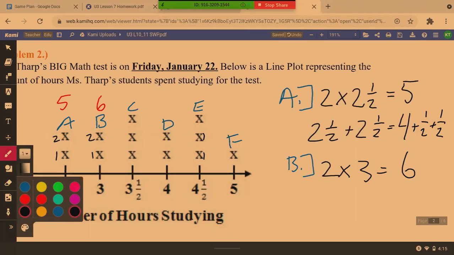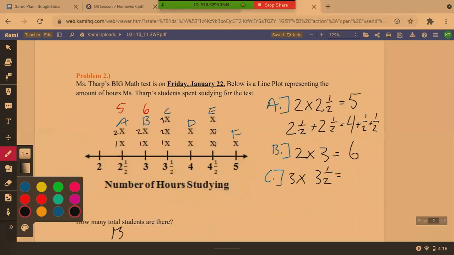Okay, category C. 1, 2, 3 students. 3 students that studied 3.5 hours each. So 3 times 3 equals 9. 3 times a half equals 3 over 2. That is an improper fraction, which reduces to 1 and 1/2. So the total amount spent in C was 10 and 1/2. So let's write that down.